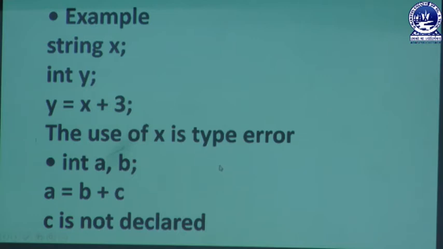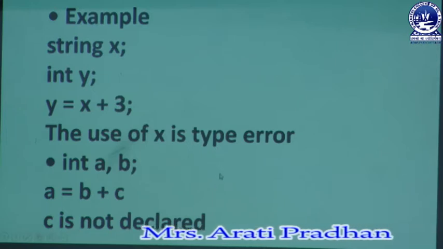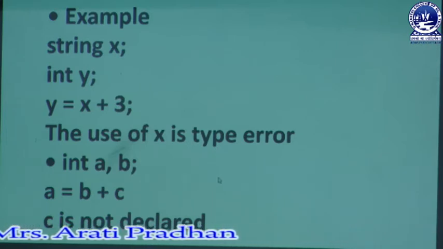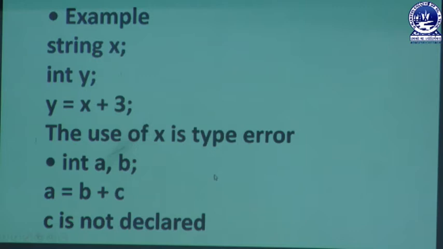Okay. In this example I have used one string x, then int y, and the statement y = x + 3. Here the use of x is a type error. Why? Because x is string type and y is int type, and we cannot perform this arithmetic operation here. So it is a type error.